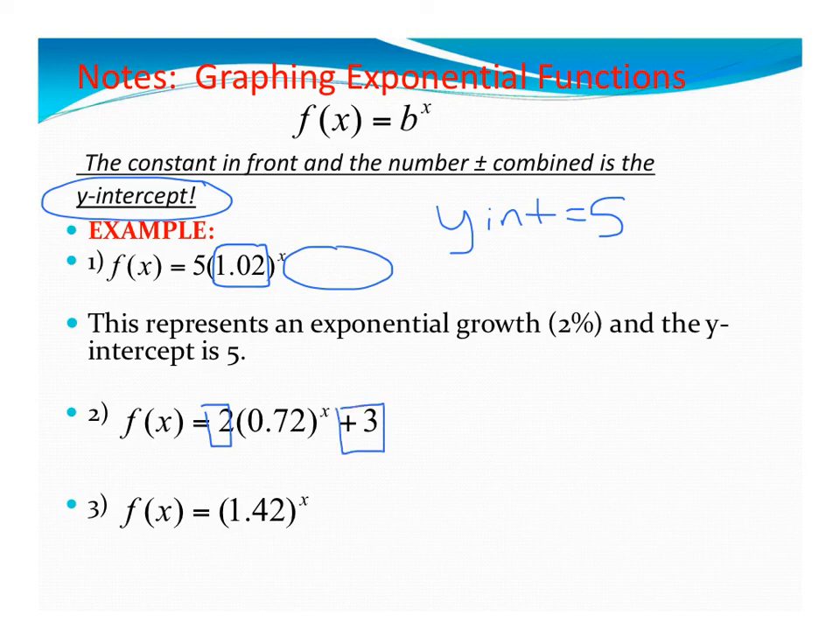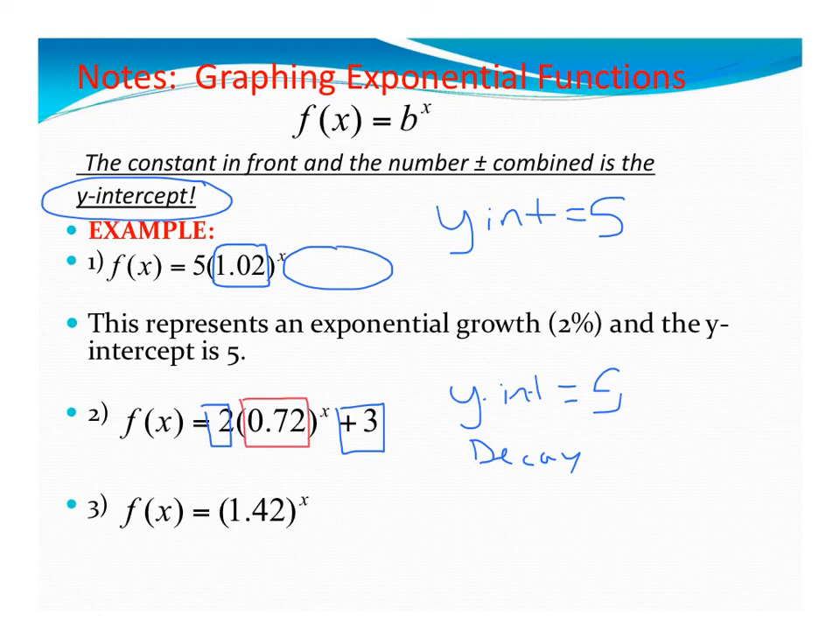For number 2 down here, our number out front is 2, and our number plus or minus is 3, while 2 plus 3 gives me 5, once again for my y-intercept. That's just a coincidence. It's not always going to be 5. And we know that it's decay. How do we know that it's decay? Very good. It's because this number is less than 1 inside the parentheses.